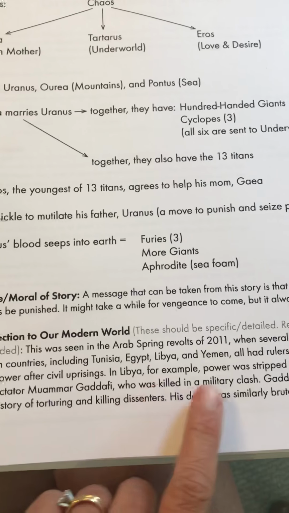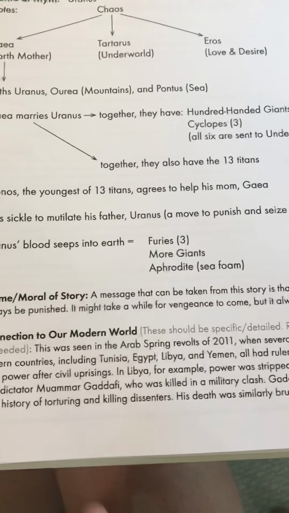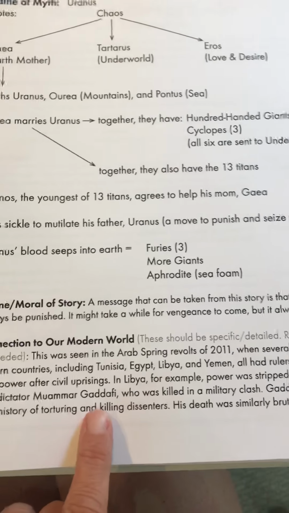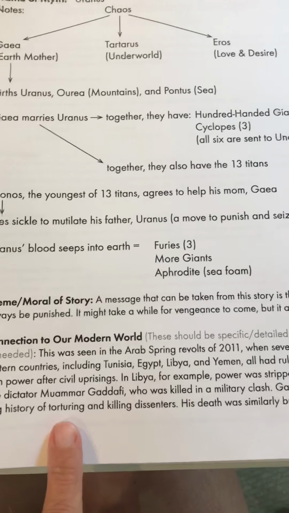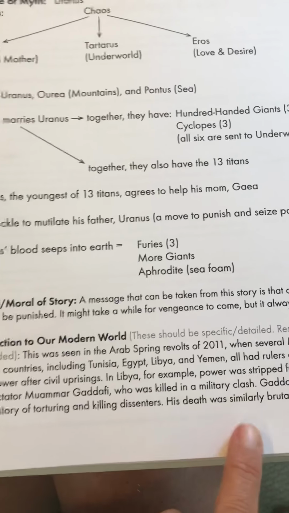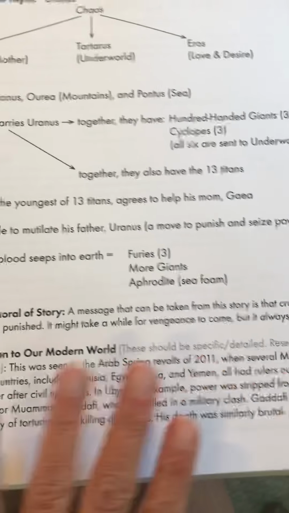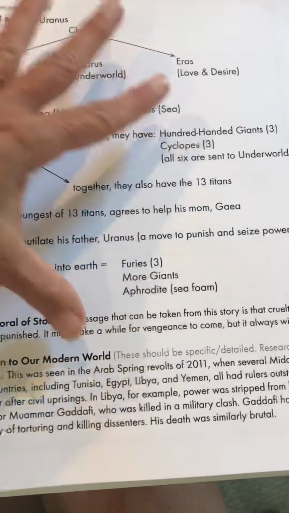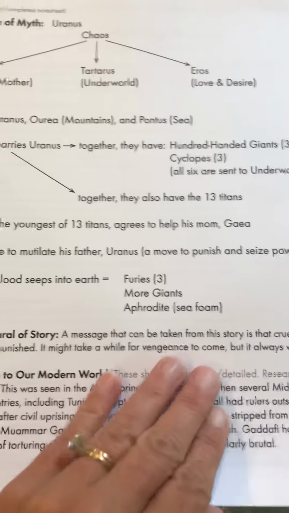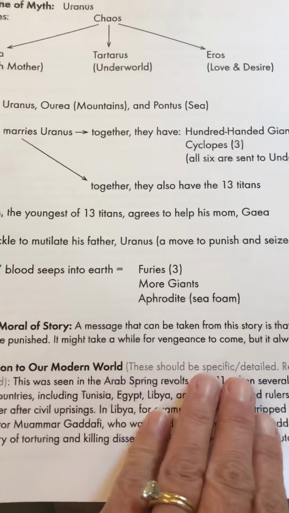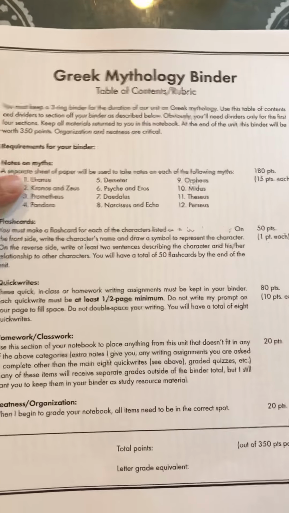In Libya, for example, power was stripped from the longtime dictator Gaddafi, who was killed in a military clash. Gaddafi had a long history of torturing and killing dissenters. His death was similarly brutal. So you can see the connection in the theme that was going on with the myth and a connection to the modern world. So that is the note section that you will have for each of the stories. Okay, back to our main page.